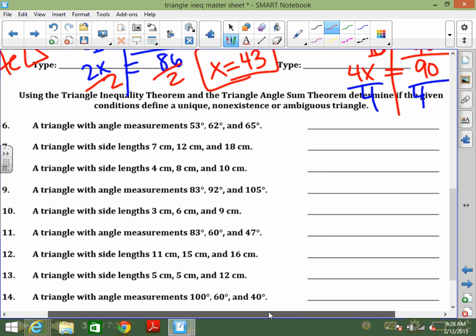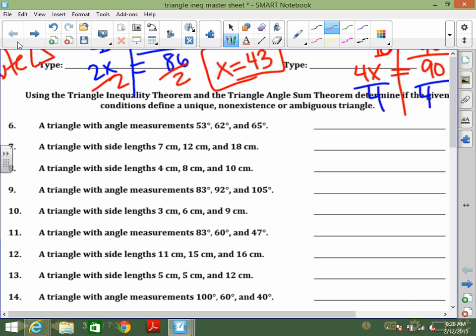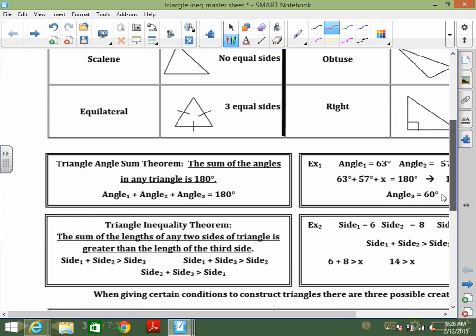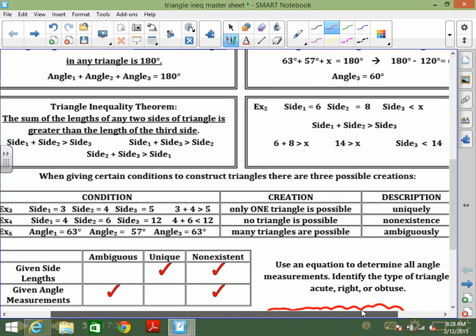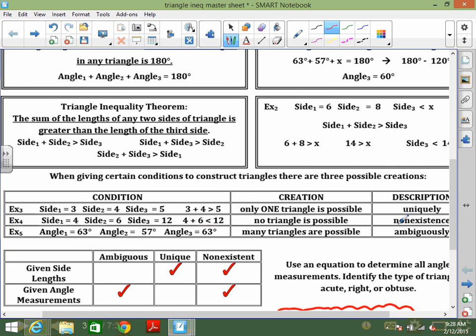All right. Now, if you look back to this box right here on your front page, put this beside you because we're talking about this box right here. That ambiguous, non-existent, and unique. Now we're getting ready to talk about these 3 words. So put that side by side with your sheet so you can keep referring to that chart.